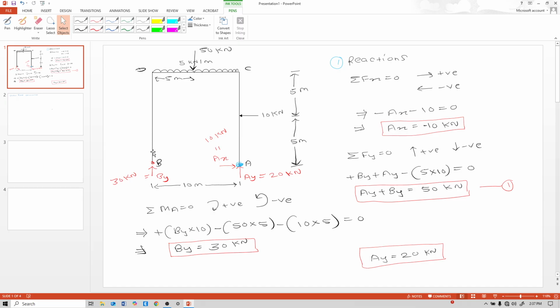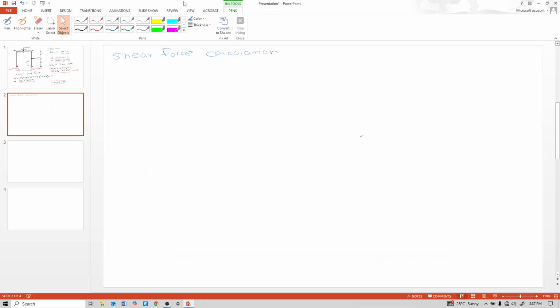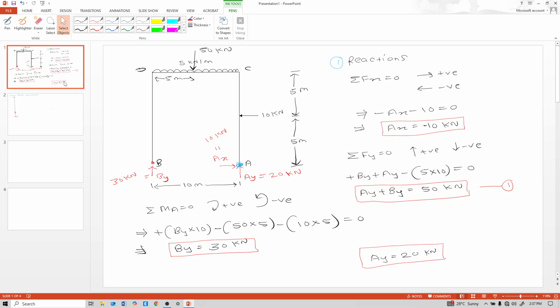For that, consider this BD beam. Always go clockwise. Consider first BD, then DC, then CA. So BD: here at point B, roller support. So By equal to 30 kilonewton.